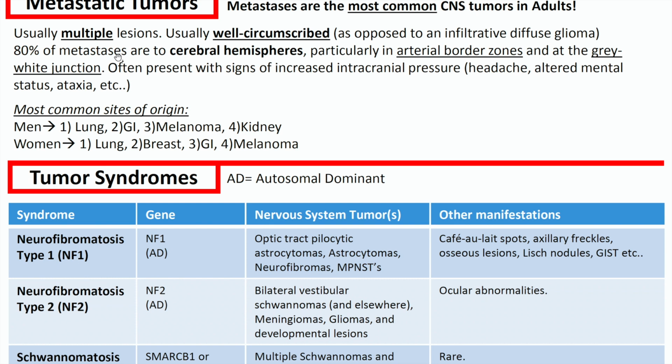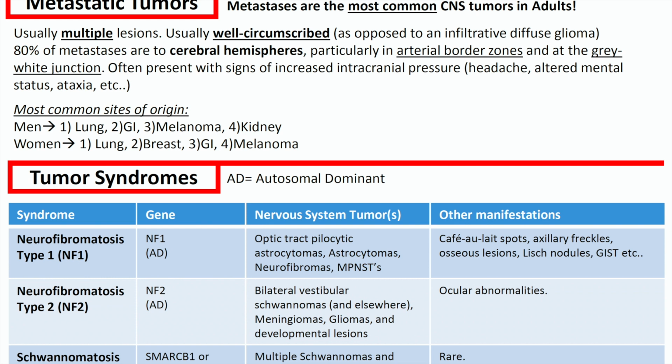All right, almost there, folks. So metastatic tumors. Metastases are the most common CNS tumors in adults. Usually, as we mentioned in the very beginning of part 1, it's going to present with multiple lesions if it's a metastasis versus a primary CNS process. It's usually going to be well circumscribed as opposed to an infiltrative diffuse glioma. And 80% of the metastases are to the cerebral hemispheres, particularly in the arterial border zones at the gray-white junction.